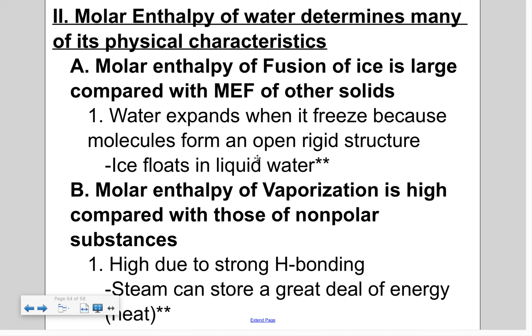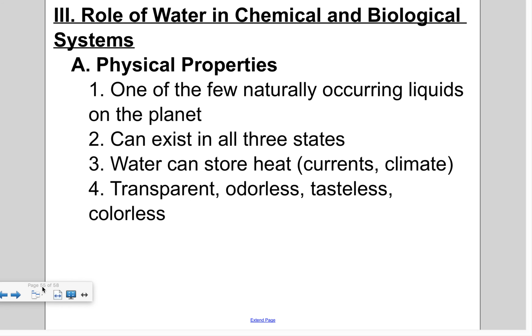So steam can store a great deal of energy as heat, and the implication there is, think about what life is made up of. Cells have like 70% water in them, and so water can store a great amount of heat and maintain homeostasis. So that's the role of water in chemical and biological systems.